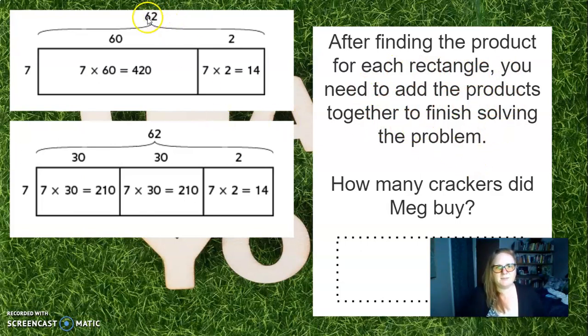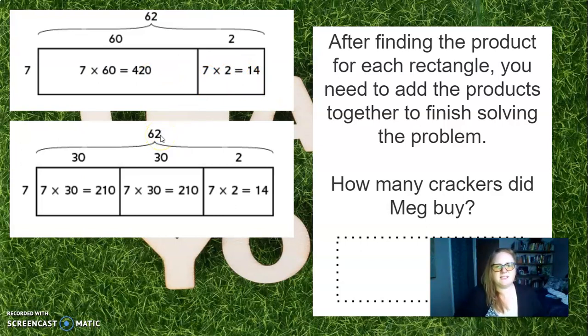So I split up 62 into 60 and 2. So I need to do 60 times 7. 60 times 7 is 420. You should know that because we've been doing extended facts. 7 times 2, 14. In order to complete this problem, you have to do 420 plus 14.